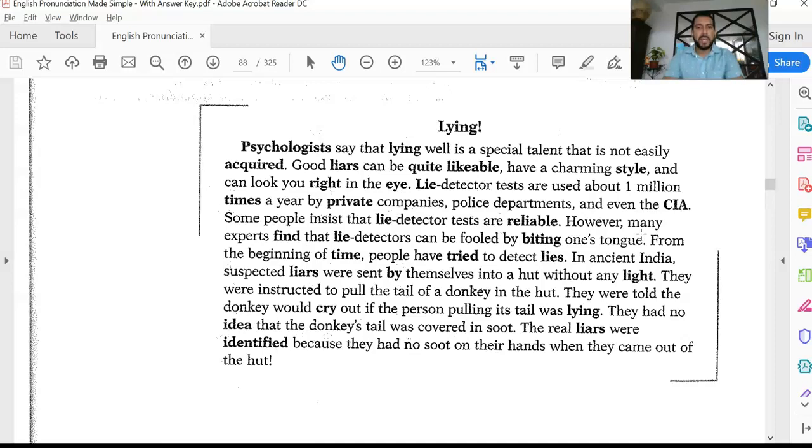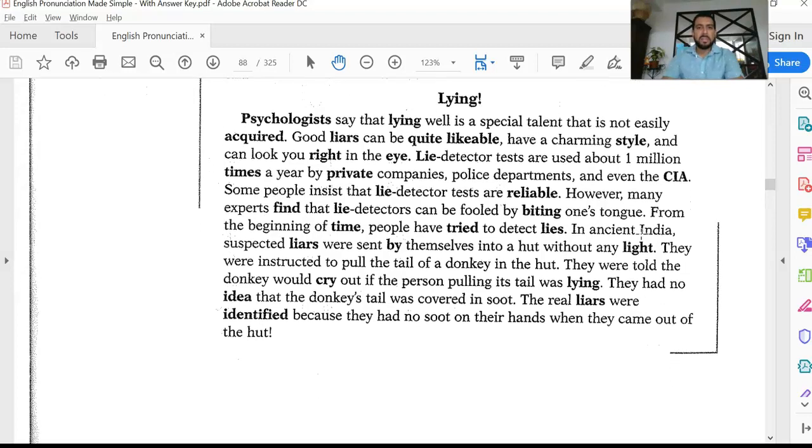From the beginning of time, people have tried to detect lies. In ancient India, suspected liars were sent by themselves into a hut without any light. They were instructed to pull the tail of a donkey in the hut. They were told the donkey would cry out if the person pulling its tail was lying. They had no idea that the donkey's tail was covered in soot. The real liars were identified because they had no soot on their hands when they came out of the hut.